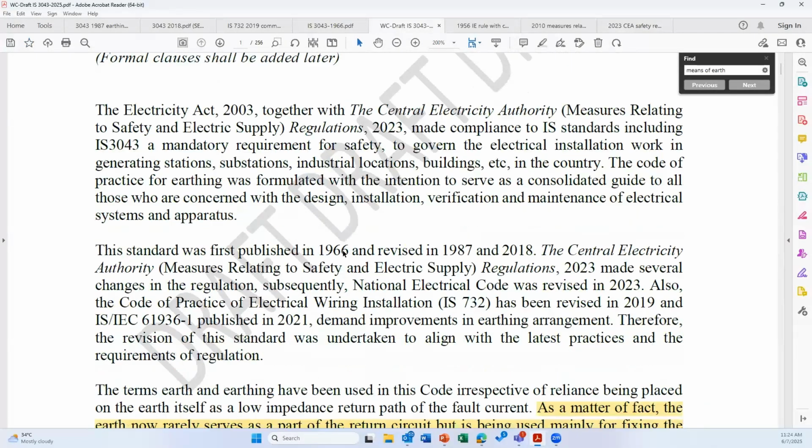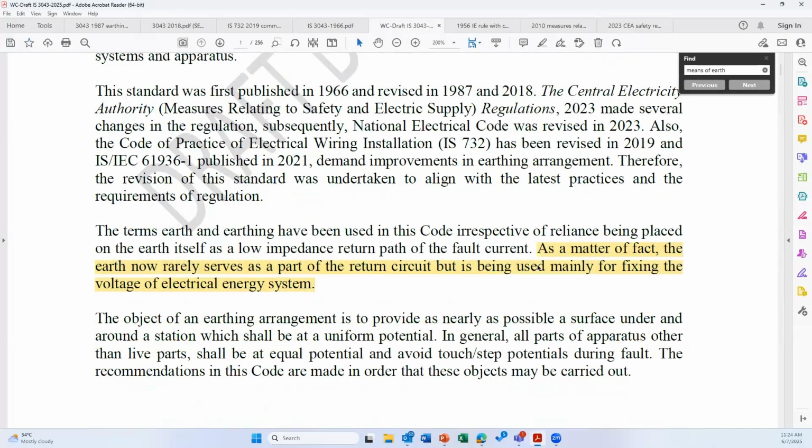So, starting with the foreword, sometimes people try to read this highlighted portion and interpret it. This portion is from the 2018 IS 3043. As a matter of fact, the earth now rarely serves as a part of the return circuit, but is being used mainly for fixing the voltage of the electrical energy system. This is the correct way.